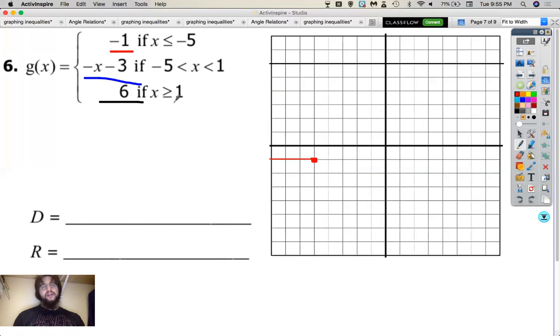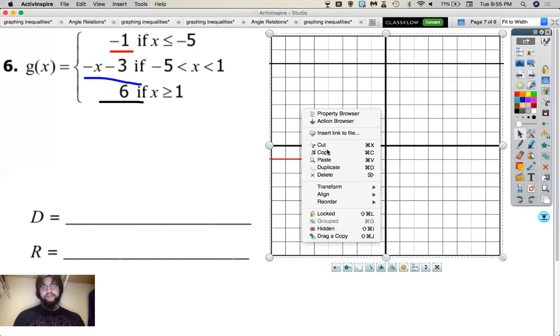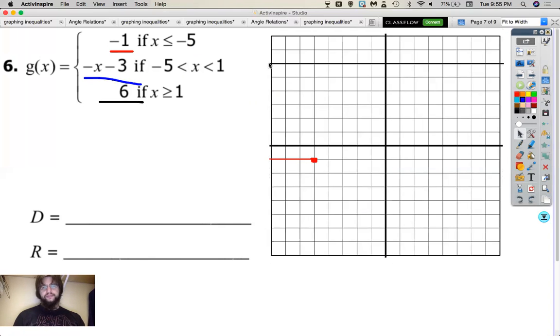Now the 6, it's if it's greater than or equal to 1. I'll take you, go to 1. Again, it's a solid dot, so put it. And go ahead and put your arrows. They do go on forever. They don't stop unless they stop. Let's look at what's going on here.